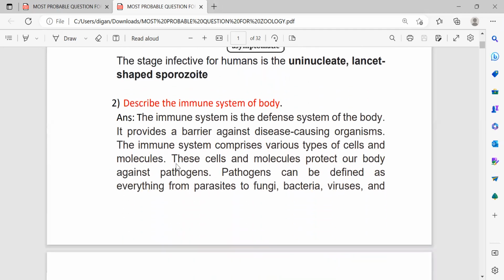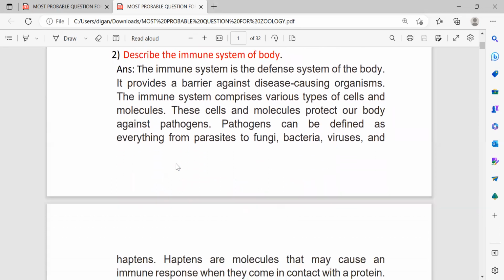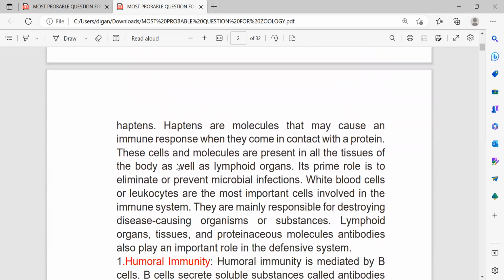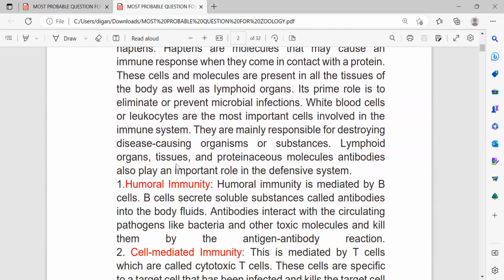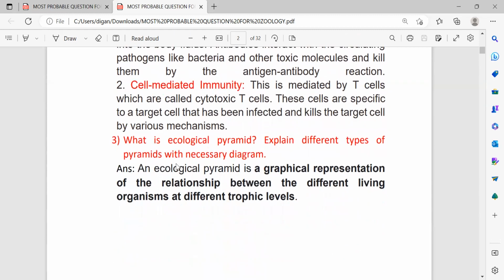Next, describe the immune system of the body. So what is the definition of the immune system? I am giving the answer for a 4 marks question. But if a 3 marks or 2 marks question comes, you just shorten the answer. So this is the definition of the immune system of the body. Next, the immune system is of 2 types. Both types I have mentioned here. In the question paper you may also get a short note on cell mediated immunity. So you just go through the immune system of your human body.